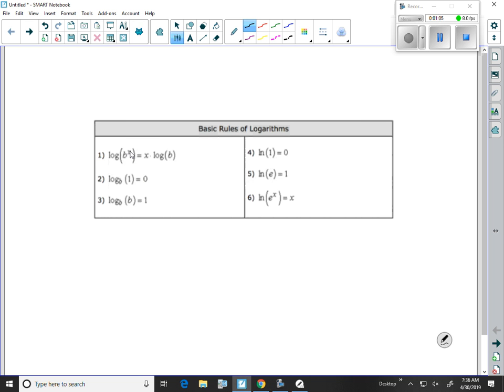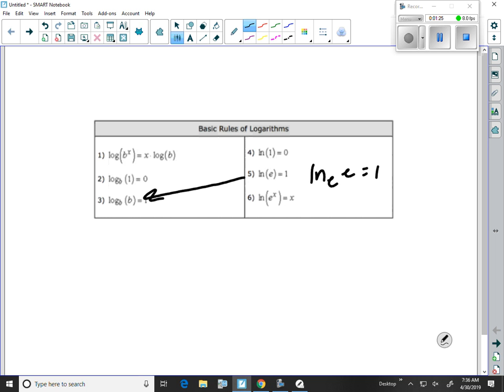Number 4, the natural log of 1 is always going to be 0. The natural log of e is going to be 1. That's the same thing here, because the base of a natural log is already e. So if you have natural log of e, that's the same base as your number.